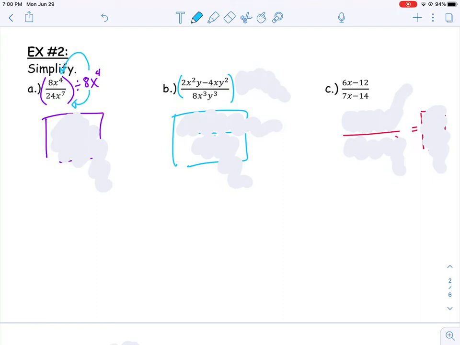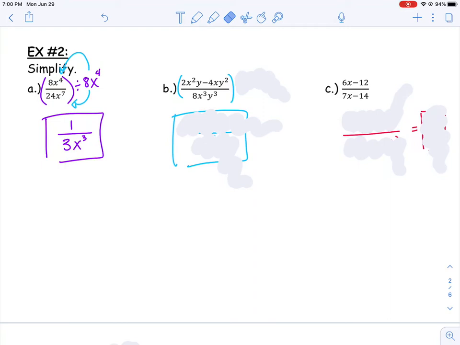8 divided by 8 is 1. x to the 4th divided by x to the 4th is also 1. So my numerator actually looks like there's just a 1 left over. If I divide 24 by 8, I get 3. If I take x to the 7th and divide it by x to the 4th, remember your rules for exponents. When you divide, you really subtract the exponents. So I end up with x cubed in the denominator. So it looks like this would be my simplified version, 1 over 3x to the 3rd.